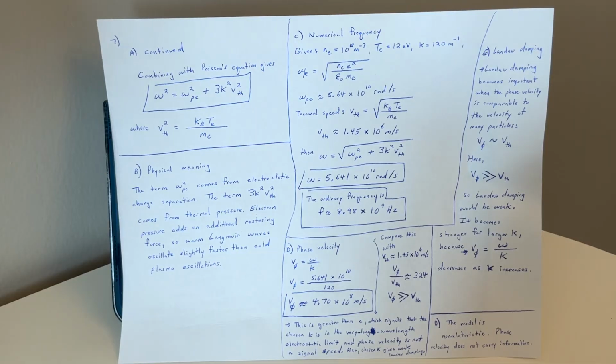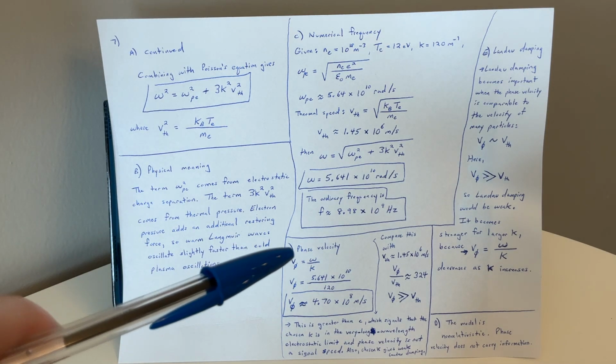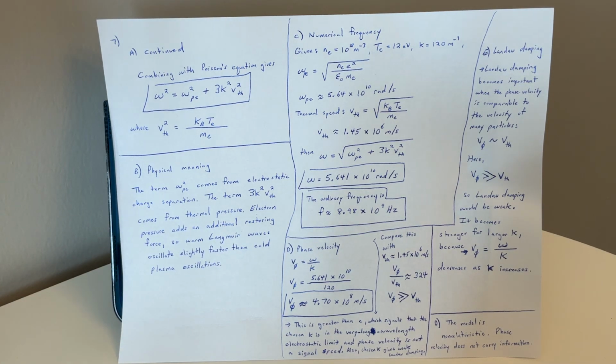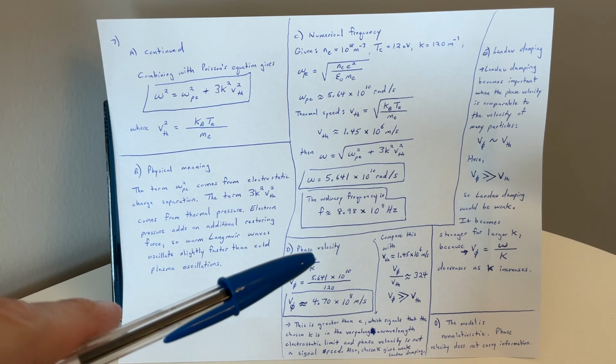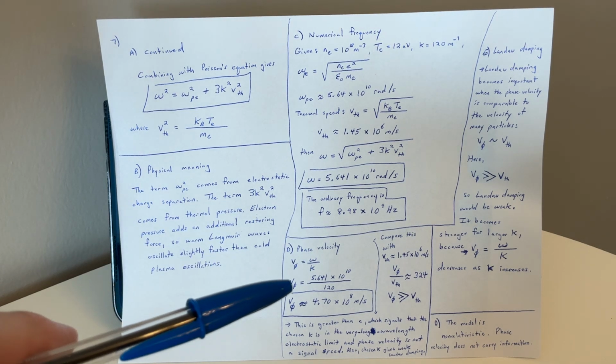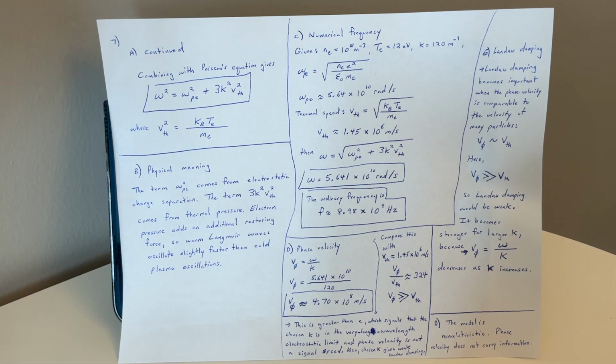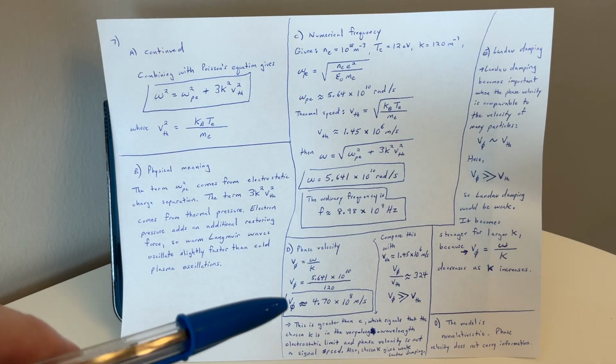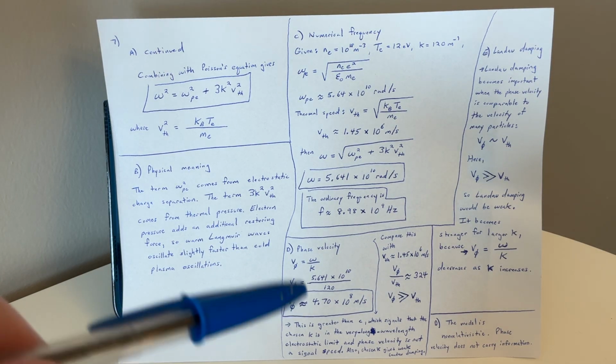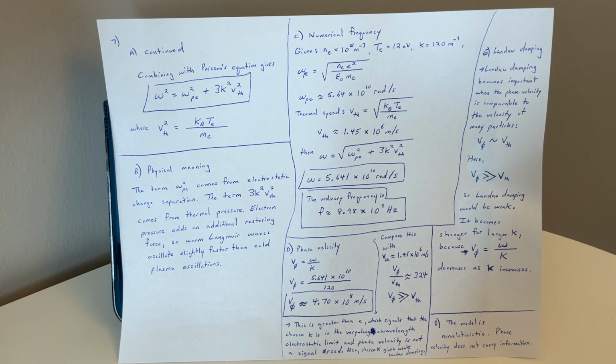Moving along into part D. Part D, what they want is to determine the phase velocity and compare it with the electron thermal velocity. Okay, interesting one. So phase velocity, V sub phi equals omega over k. So V sub phi equals 5.641 times 10 to the 10th over 120 when we substitute. So our V sub phi is 4.70 times 10 to the 8th meters per second.